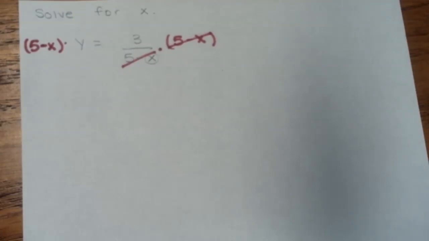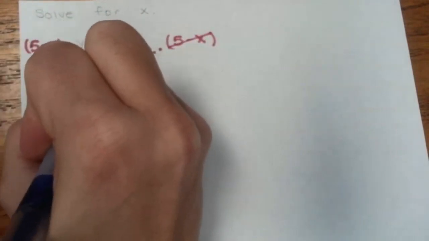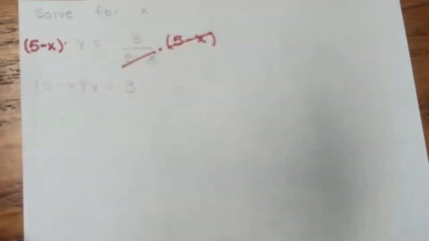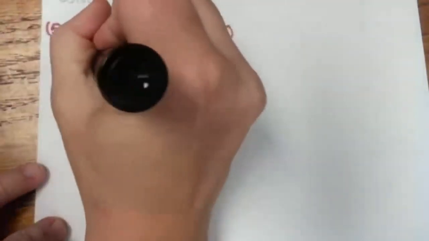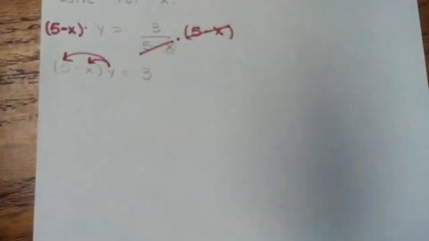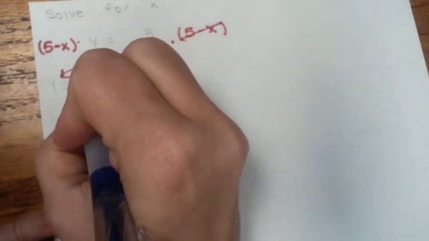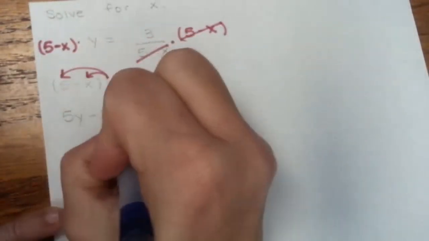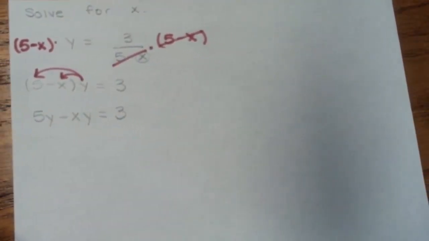So now, if we have 5 minus x times y equals 3, let's go ahead and distribute this y. So we can do 5 times y, which is 5y, minus x times y, which is xy, equals 3. Getting closer. Now we want to try to get x by itself.